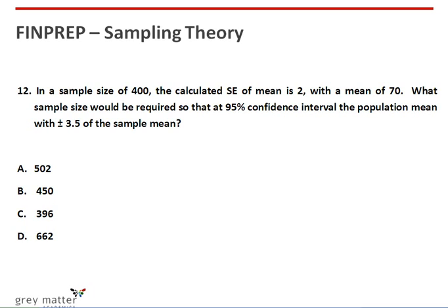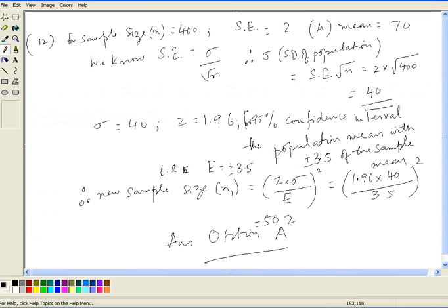12th question. In a sample size of 400, the calculated standard error of mean is 2 with a mean of 70. What sample size would be required so that at 95% confidence interval, the population mean is within plus or minus 3.5 of the sample mean? Going to our work area, for sample size n equal to 400, standard error is given to be 2 and the mean of the population mu is 70. We know standard error is given by sigma, the standard deviation of the population, by root n. So we work out the standard deviation of the population to be 40.